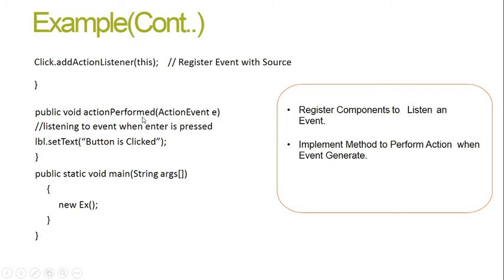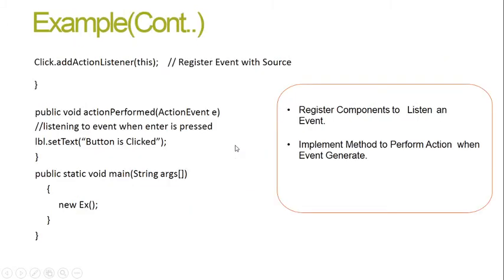So whenever this method is called, on button click I want to set the text of the label. So whenever I click, it is going to call this method, and in this method I am setting the text. What is this? lbl. lbl is nothing but my label object. So I am setting the text of this label to "button is clicked".